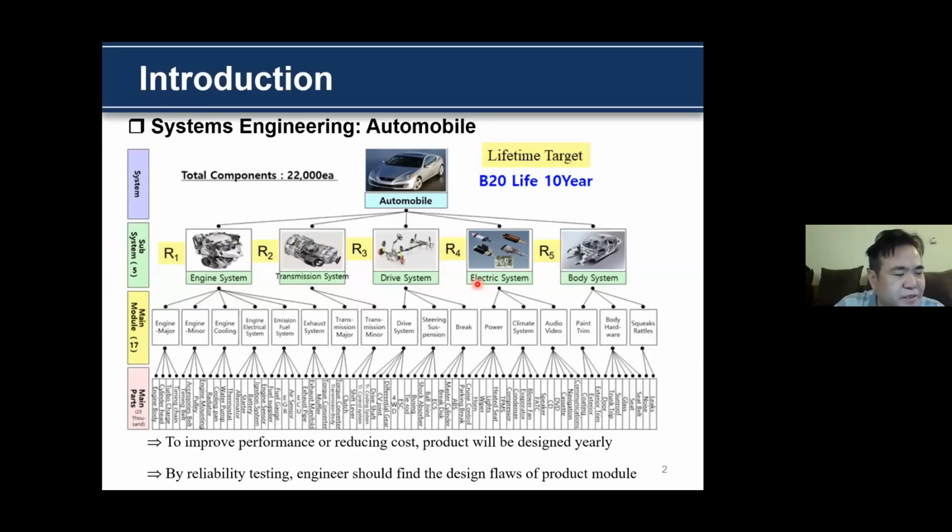As seen in the slide, we know the automobile consists of multiple modules: engine and transmission, drive, electric, and the body system. The automobile consists of 22,000 pieces. The life target is B20 life, 10 years. To improve performance and reduce cost, products will be redesigned yearly. By reliability testing, engineers should find the design flaw of the product module.